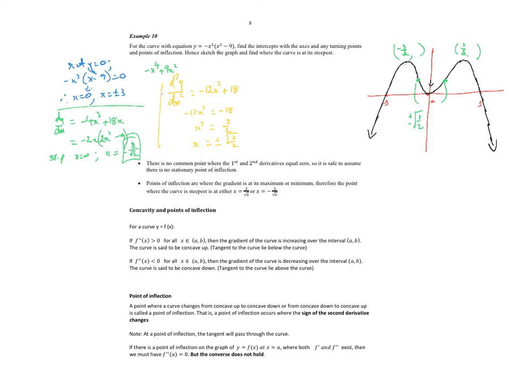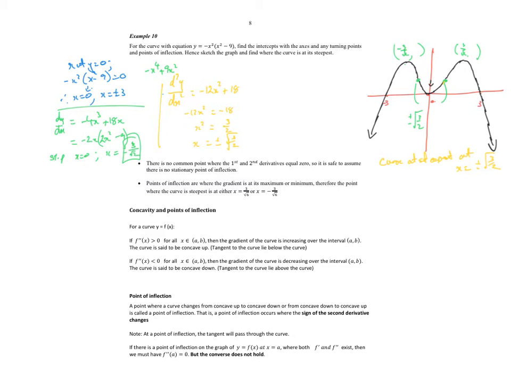Should just fix that up a bit better. Hence, to find where the curve is at its steepest, the curve is steepest at x equals plus or minus root 3 on 2. Okay. I guess positive gradient. So steepest, and so on, find the intercepts with the axis, any turning points and points of inflection. Okay, so look, I've been a bit lazy. I didn't find my y values, but I'm sure you can work that out.